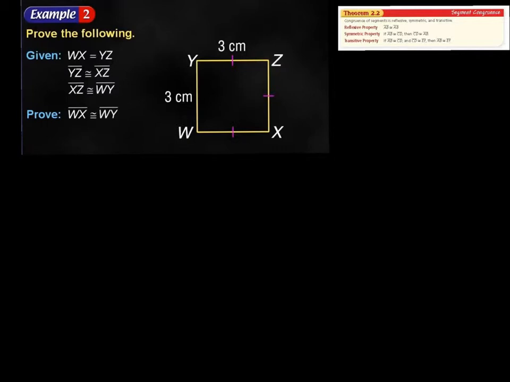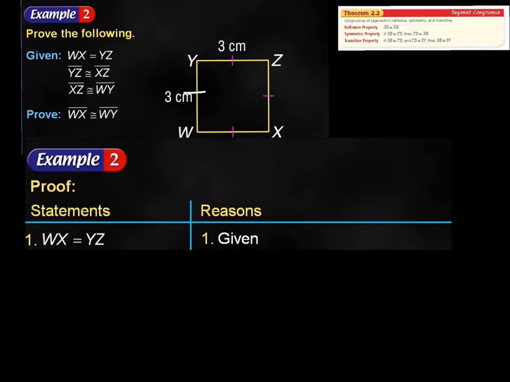We are given that WX is congruent or equal in length to YZ, so they've marked that. And YZ is congruent to XZ, they've marked that. And XZ is congruent to YW. Prove that WX is congruent to YW. Well, you look at the diagram and yep, sure enough it is.